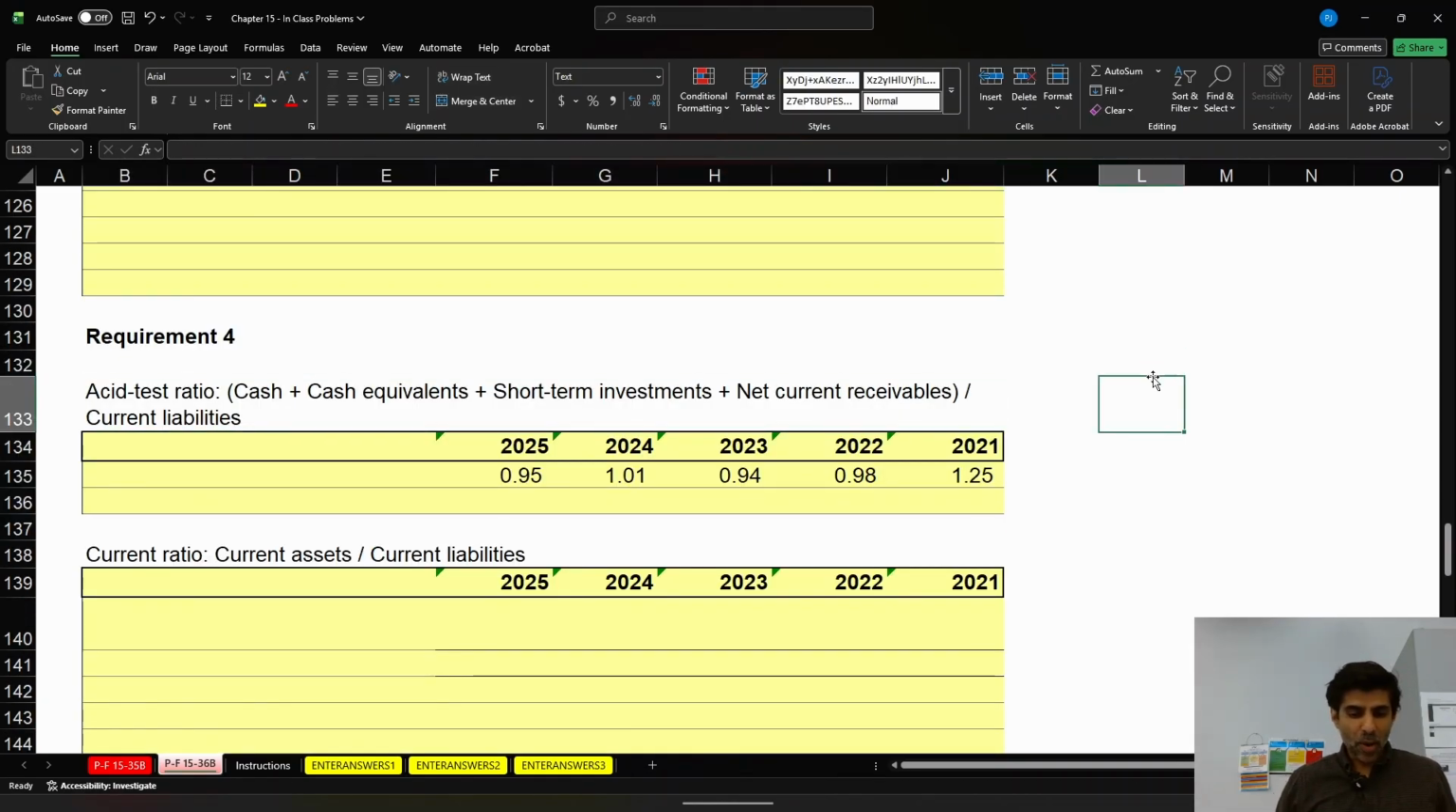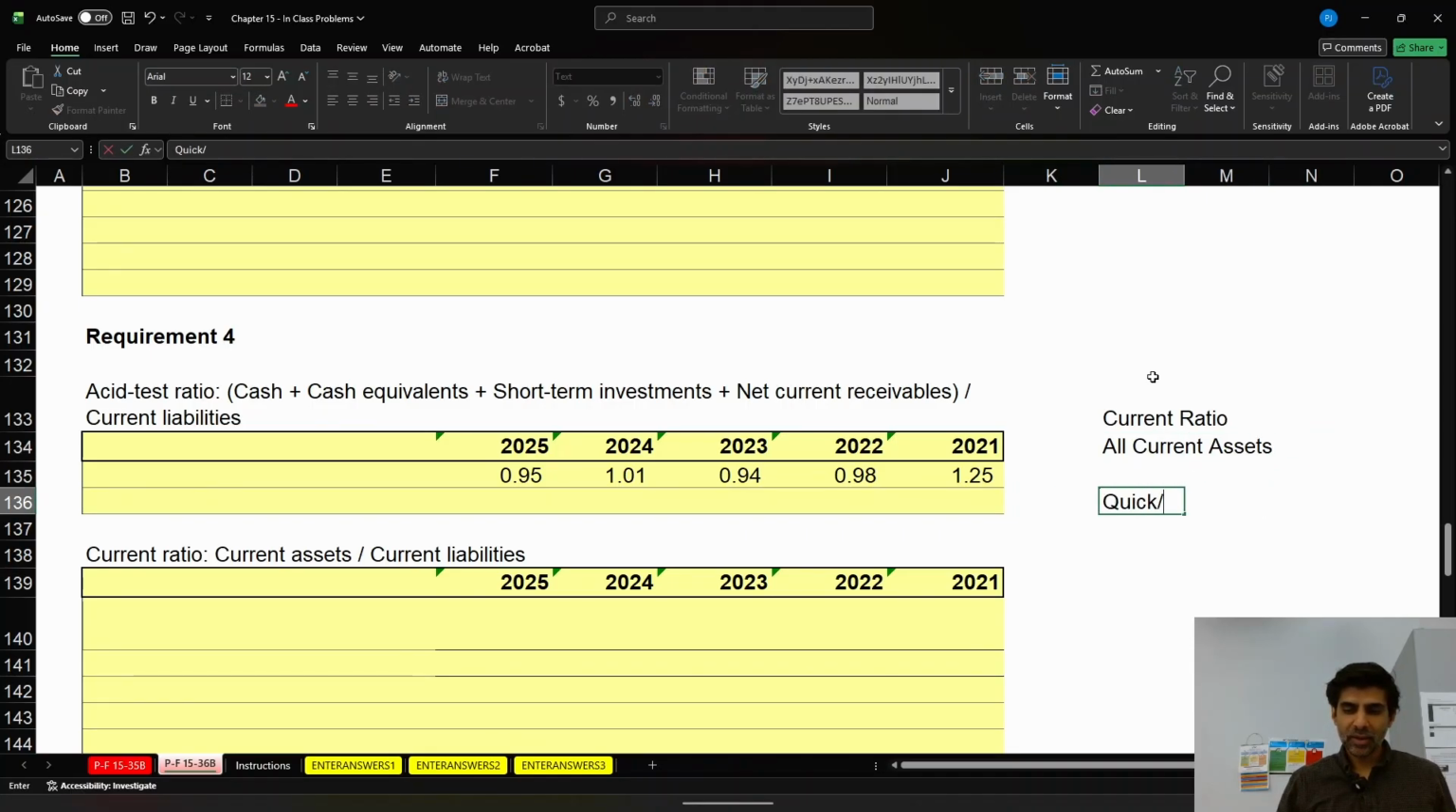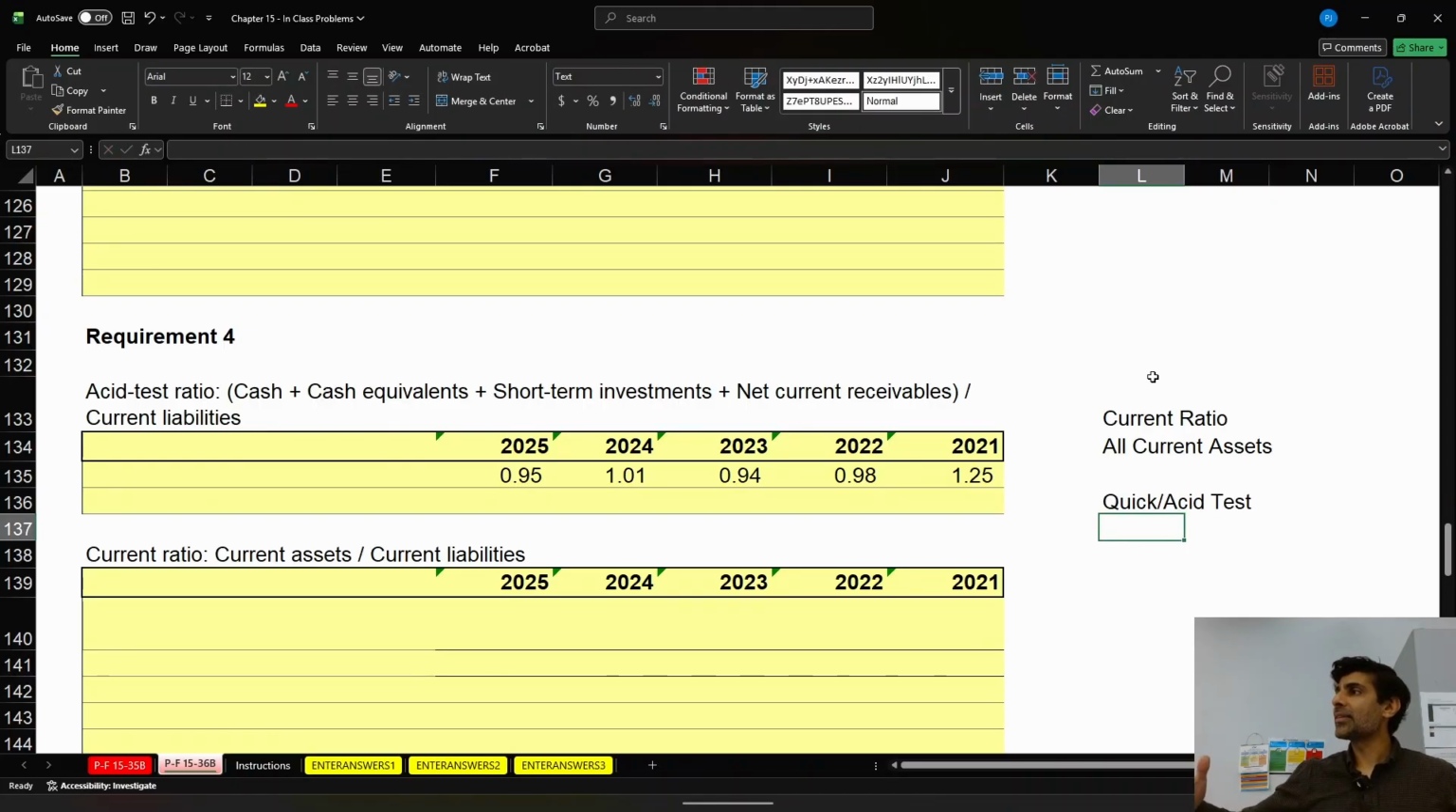So remember, the most lenient is the current ratio, which is all current assets. Then there is this quick ratio, quick or acid test, which is like a middle ground where you're getting rid of the less liquid current assets, of which inventory is not that liquid, right? It may take months to sell your inventory. So that's just going to be this cash plus short-term investments plus AR. With AR, typically you're going to get paid within 30 days. So that's pretty liquid.